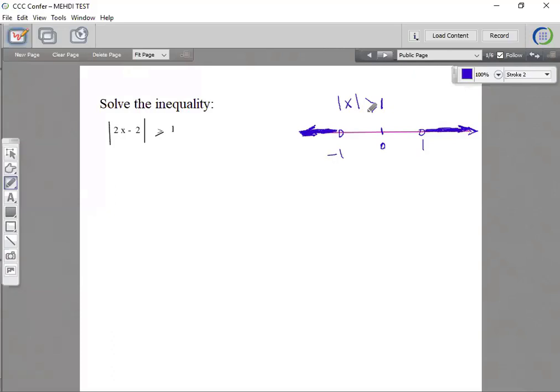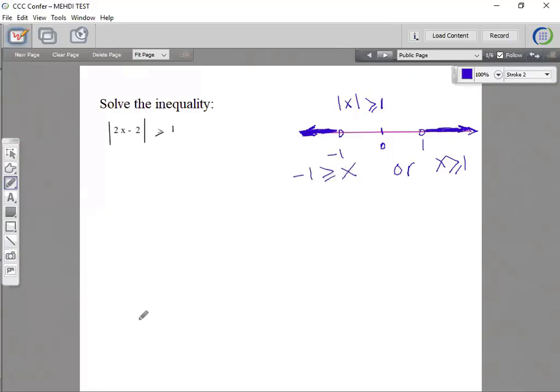Now, similarly, if I say absolute value of x is less than 1, that means all the numbers in between -1 and 1, all the numbers less than 1 unit away from 0. So you really need to understand this translation in order to do a problem involving absolute value in an inequality. So absolute value of x greater than 1 refers to two regions: x is greater or equal to 1, or x is less than or equal to -1.